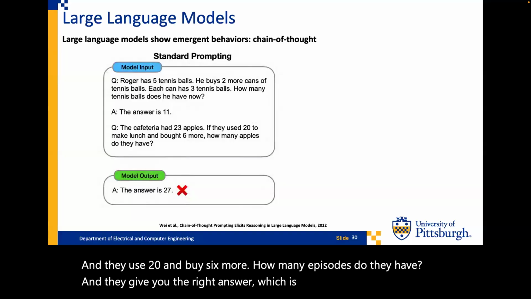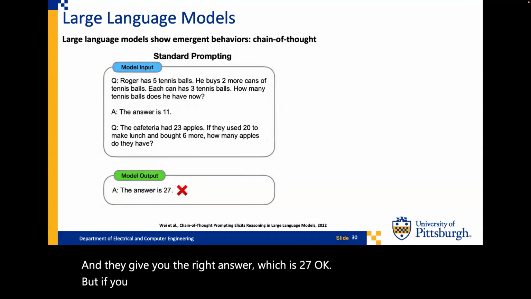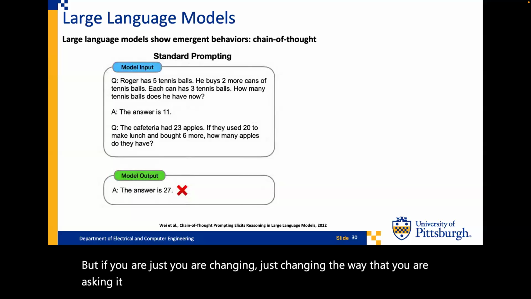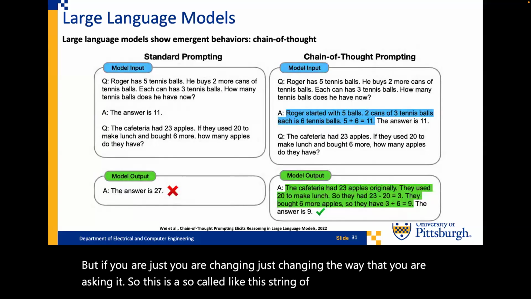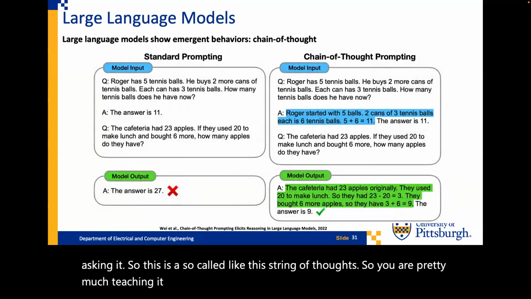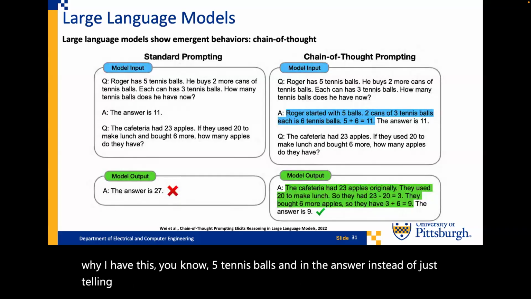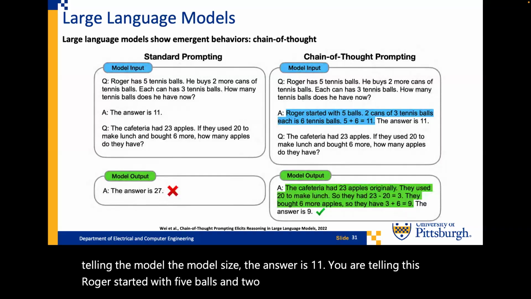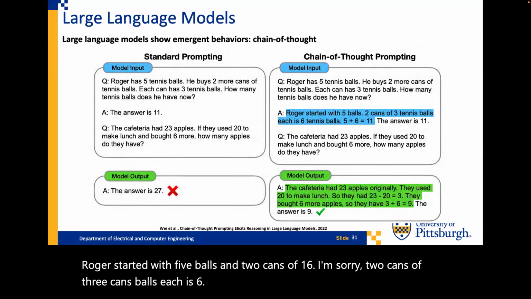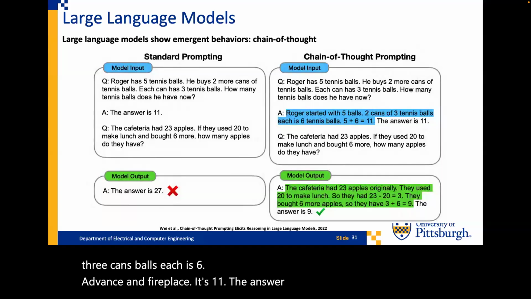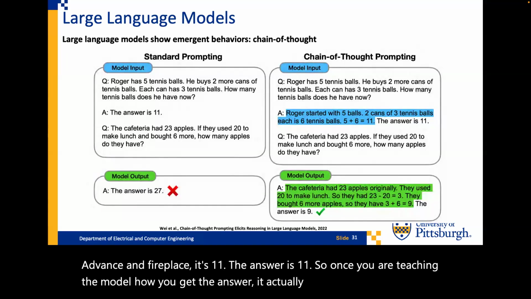But if you change the way that you ask it, this is the so-called chain of thought. You are pretty much teaching it how to go through the whole logical process. In the answer, instead of just telling the model the answer is 11, you say: Roger started with 5 balls, and 2 cans of 3 tennis balls each is 6 tennis balls. And 5 plus 6 is 11. The answer is 11. Once you teach the model how you get the answer, it can mimic your process and give you the correct answer.